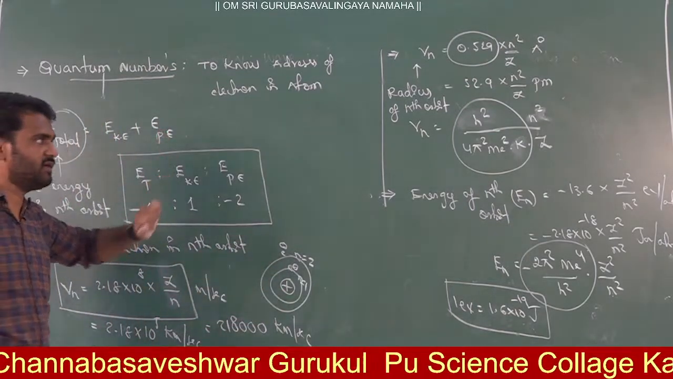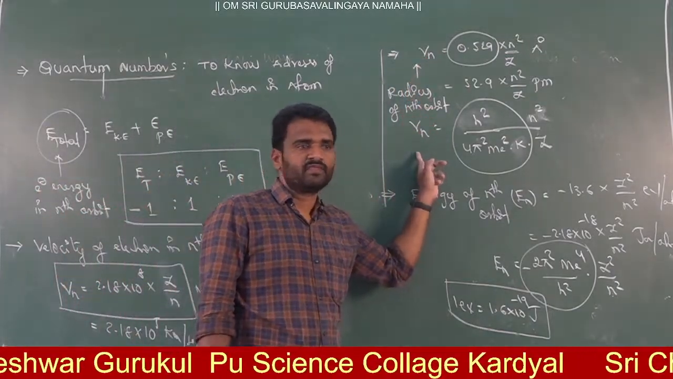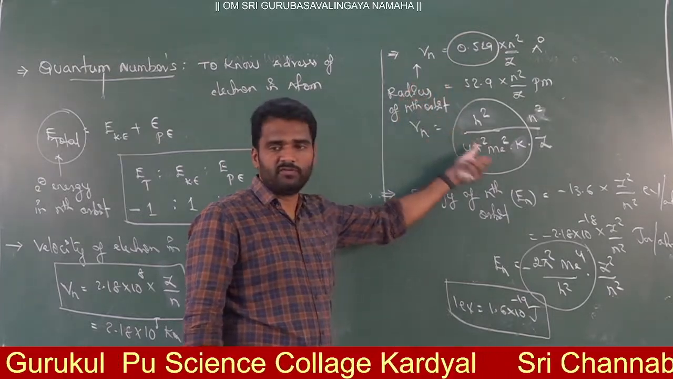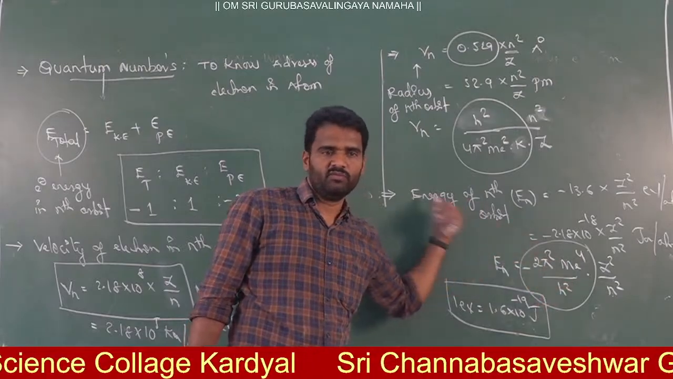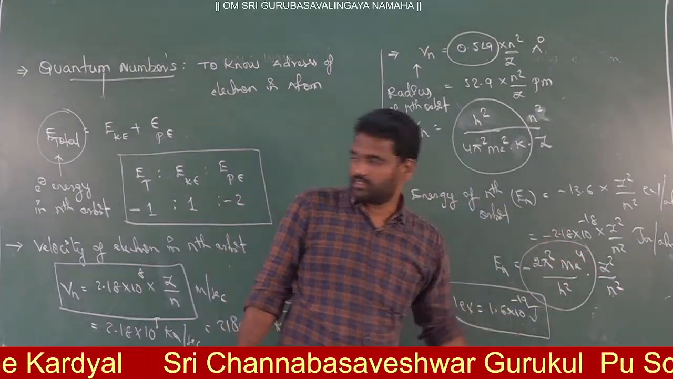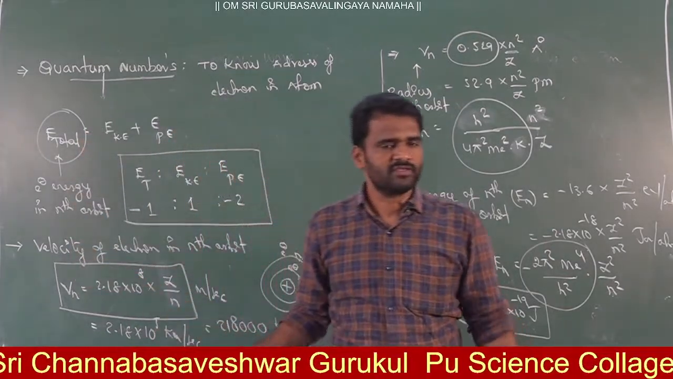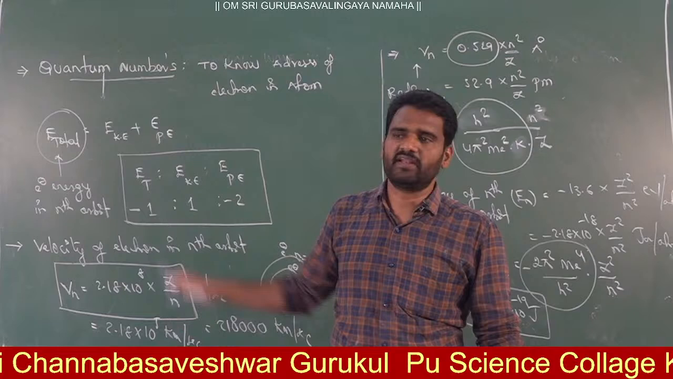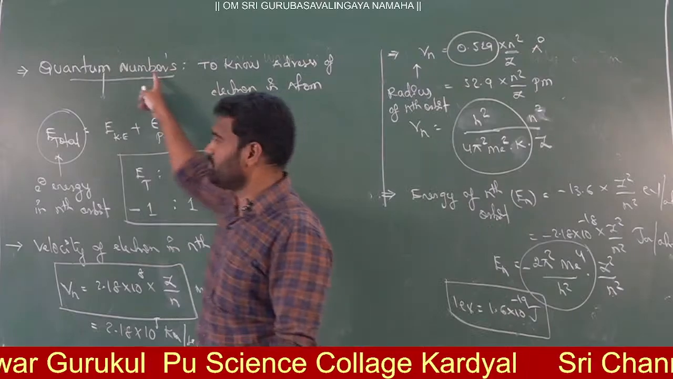Then finally, what can you conclude? The principal quantum number tells the radius of the orbit. When the principal quantum number is more, the radius of the orbit will be more, and the energy also will be more. Here with the negative sign, the n value is directly proportional to energy. Next, when the principal quantum number is more, the speed of the electron will be less. So these are the 3 main points you can get from the principal quantum number.